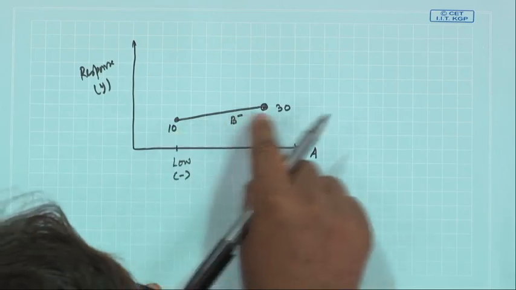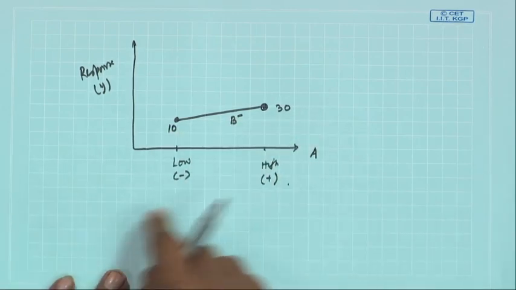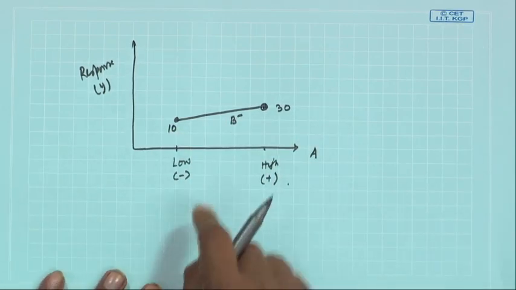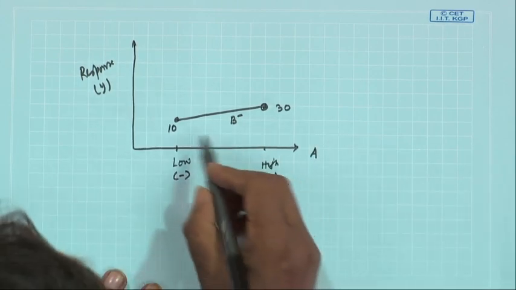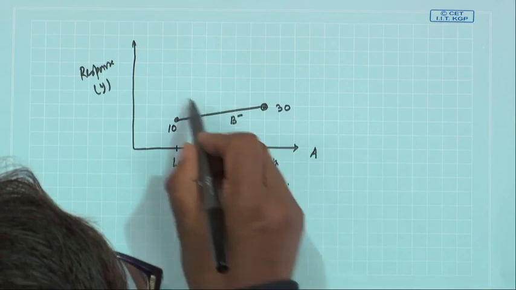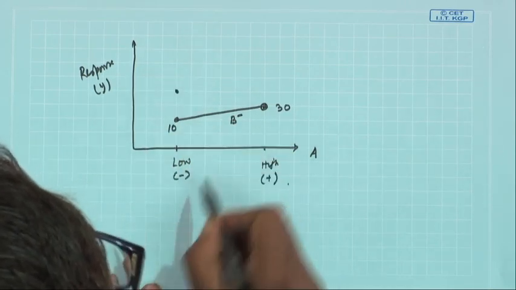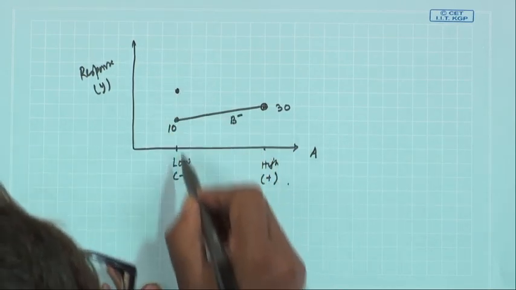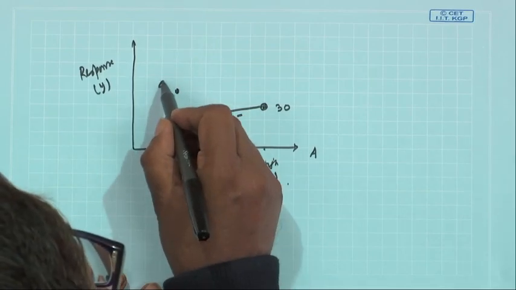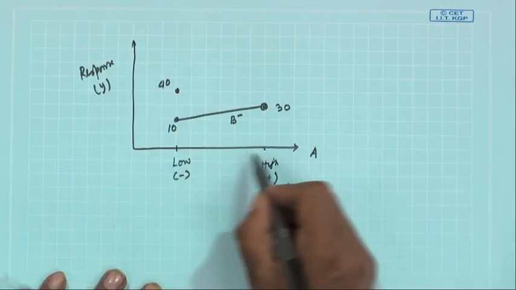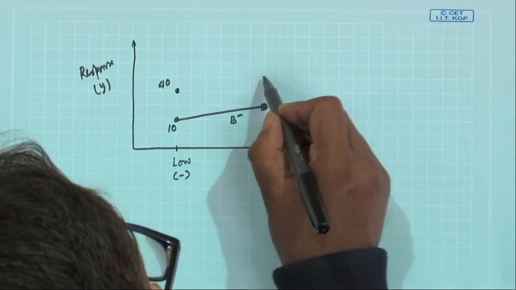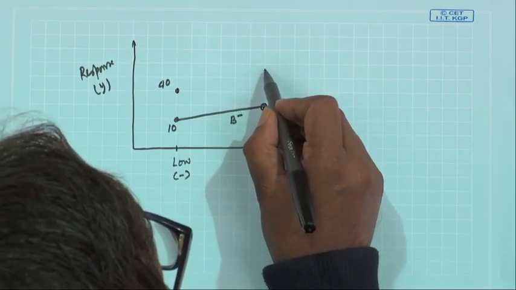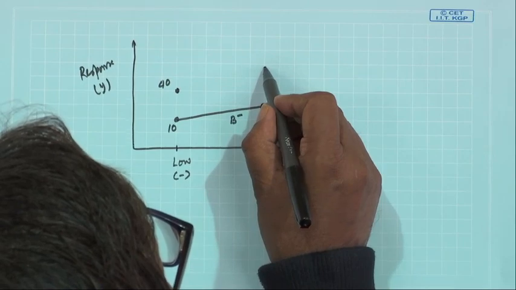That means this is the curve for B at low, but you are changing A. Now, there will be similarly a B plus curve. So, if this is 10, this is 30, let this be 40. When A is at low and B at high, the y response is 40, and when both are at high, that is 62. So, something like this.